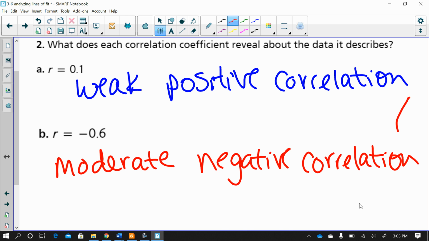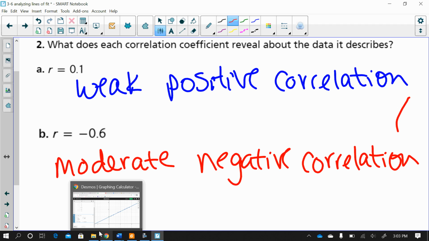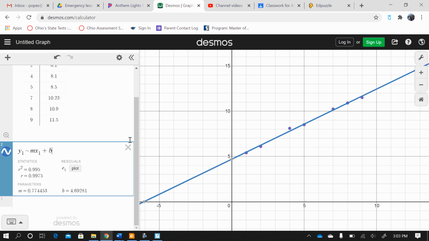Okay, so we actually can see this in Desmos. I still have that last example up. Notice right here, R equals 0.9975. What does that tell us? Well, this line of best fit is really, really good. It's super close to 1, so we have a very strong positive correlation in this example.